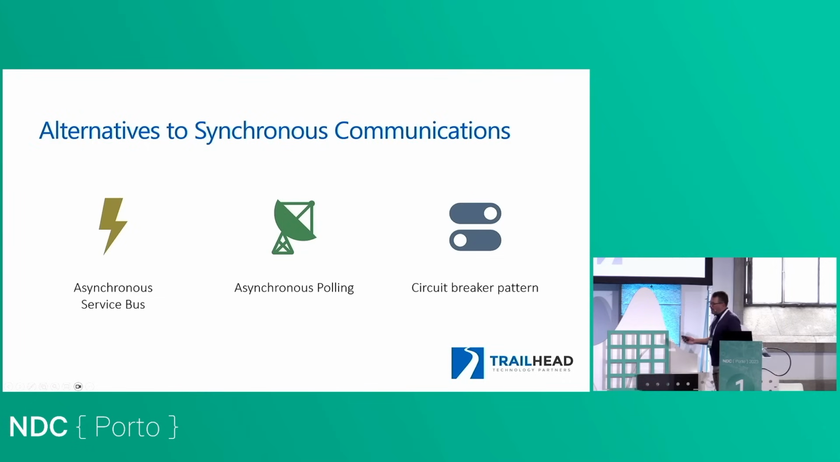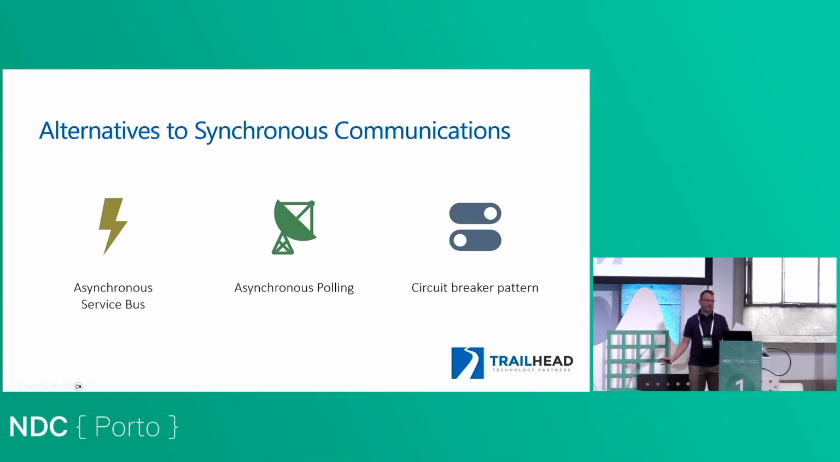So there's obviously lots of great alternatives to synchronous communication. Asynchronous service bus or queues are an important way to do that. It's probably the best way to do it. Another one is through polling. It's an option that you can use. There's also a pattern called the circuit breaker pattern. I would recommend this as maybe like the worst case scenario.